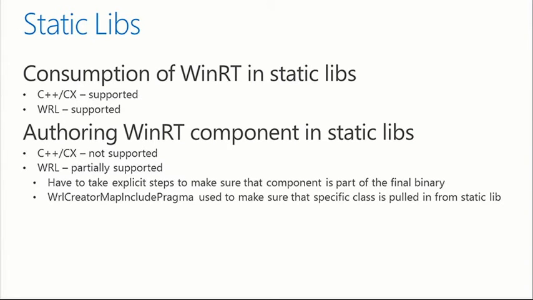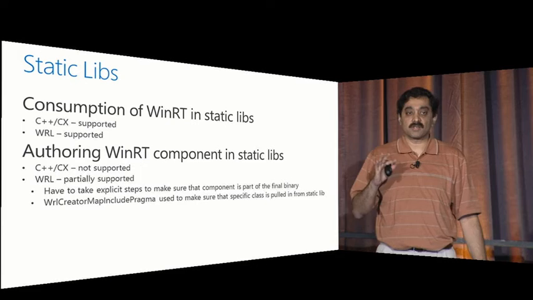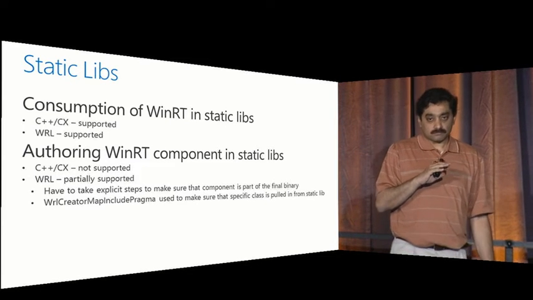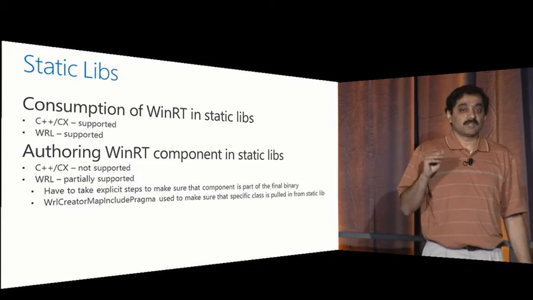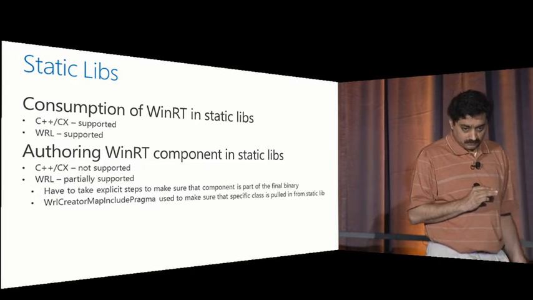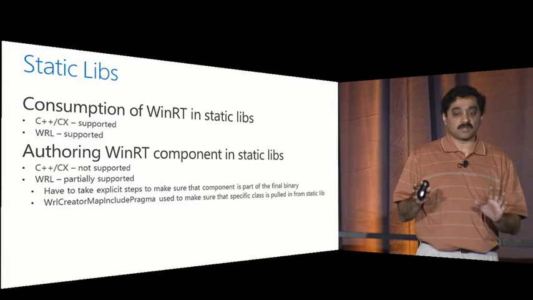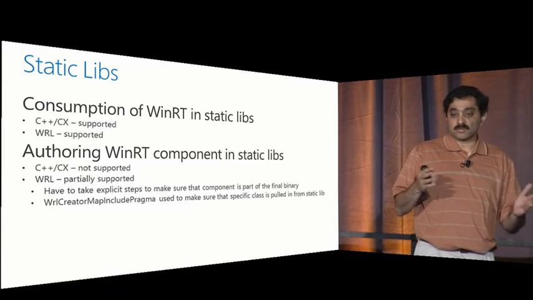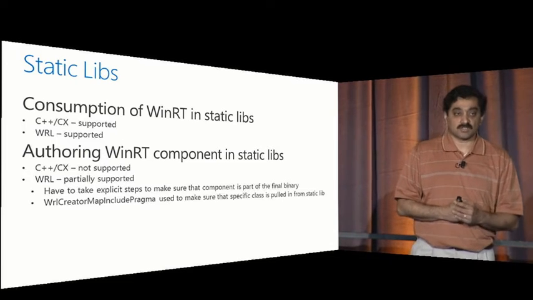Now, authoring WinRT components. What you want to say is, hey, I want to create a WinRT component and put it in a static lib, and then my final binary is going to pull it in and expose it as a WinRT component. Using C++/CX, we don't support it. There are certain issues that basically make the experience really bad, so we just said we don't support it for this version. We are going to look at it in the future and see what we can do to support it, but for this version, it's not supported.